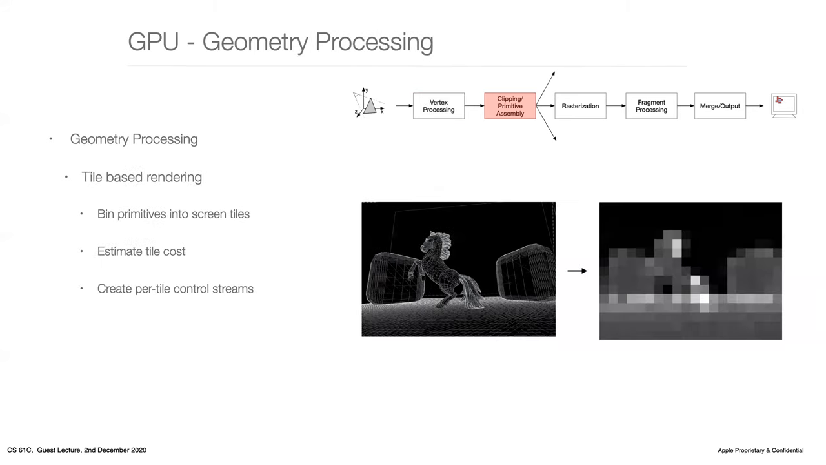All right, so let's talk a little bit about geometry. And I'm going to try to pick up the pace a little bit here. Geometry processing. So we've taken our triangles, and we've now assembled them, primitive assembly into triangles. So we're not really dealing with individual vertices anymore. We're dealing with triangles. This is a little bit of a detail. I'm going to go over it somewhat quickly.